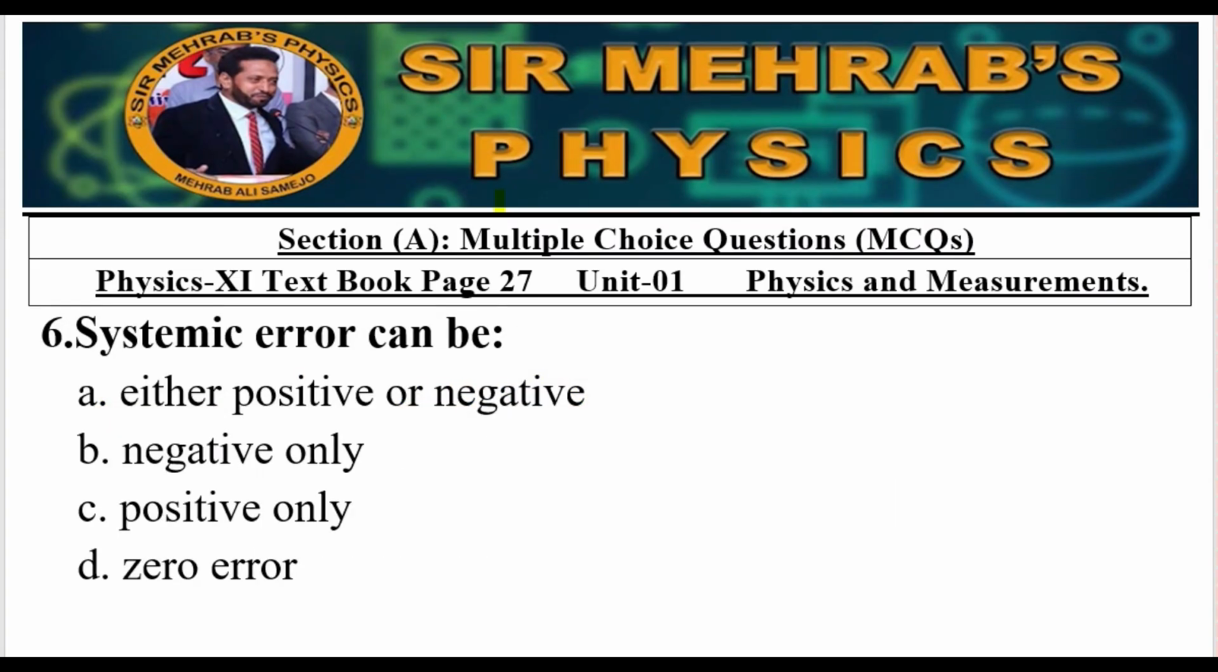Now question number 6. Systematic error, why does it occur? It can be either positive or negative only, or positive only, or zero error. Systematic error is because of a fault in the manufacturing of the instrument. So it may be positive or it may be negative. It can give a reading more than the actual one, or it may give a lesser reading. That's why systematic error can be either positive or negative. So option A is the correct answer.